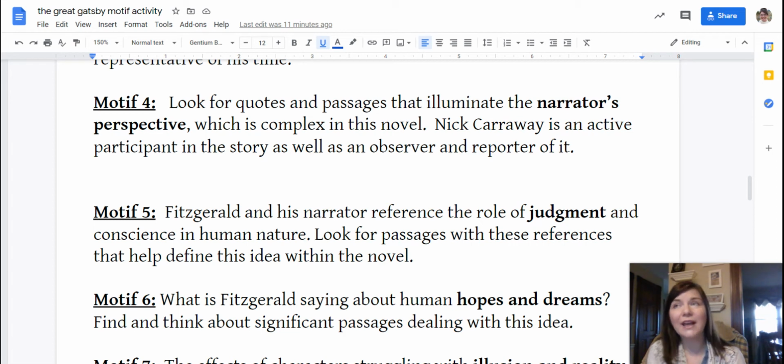But Nick Carraway, in some ways, is reliable, but there are times when we're questioning his view of the story, and that's okay. That makes for a really complex, good story. So you're going to look for passages that illuminate his perspective. What helps us understand Nick Carraway?